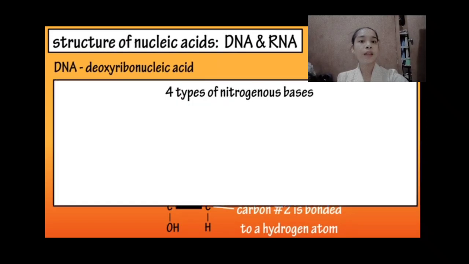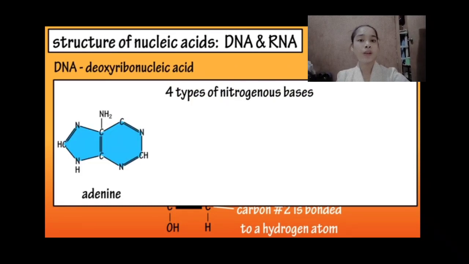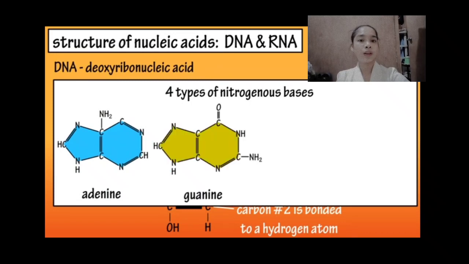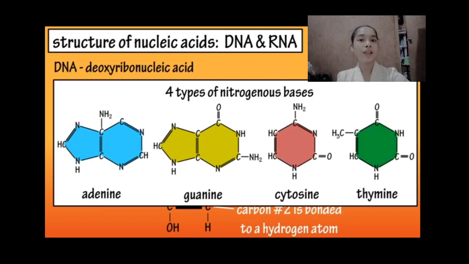There are 4 types of nitrogenous bases that can be found in DNA. Adenine shown here, guanine shown here, cytosine shown here, and thymine shown here. As you can see, adenine and guanine have double ring structures, and cytosine and thymine have single ring structures. Adenine and guanine are called purine bases.